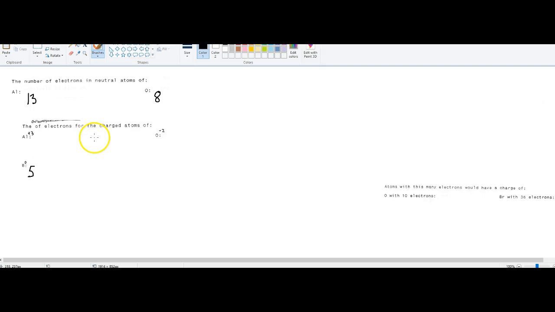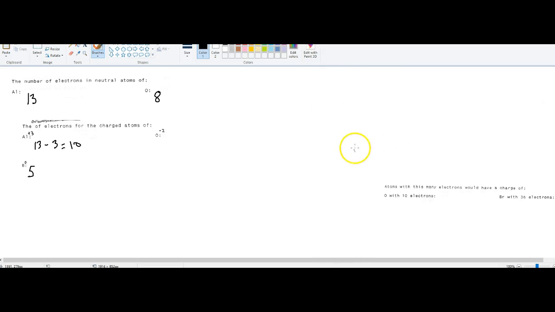Now here's where things get fun. Aluminum is supposed to have 13, but it's plus 3. Well, a plus 3 charge means it's lost 3 of its electrons. So if it started with 13, it must be 13 minus the 3, which gives me 10 electrons. All right, follow this again. If it's got a plus 3 charge, it means it's lost 3 of its negatives. Each one of those electrons represents a negative. So if I'm starting with 13, I'm going to lose 3 electrons. That gives me 10 electrons.